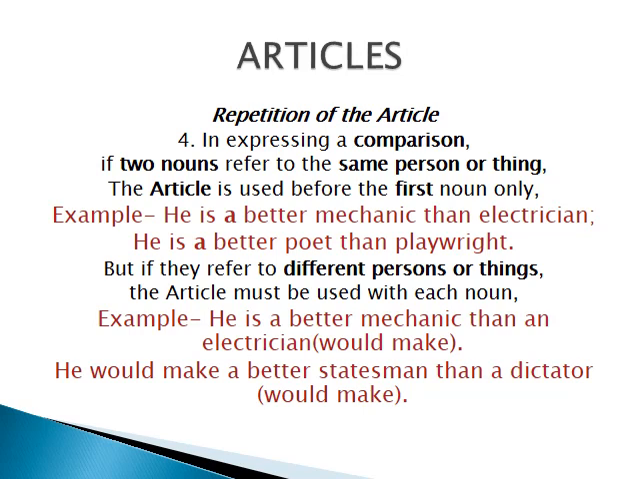But if they refer to different persons or things, the article must be used with each noun. For example, he is a better mechanic than an electrician would make. It means that it is not about the same person that we are talking. We are instead talking about two different people.